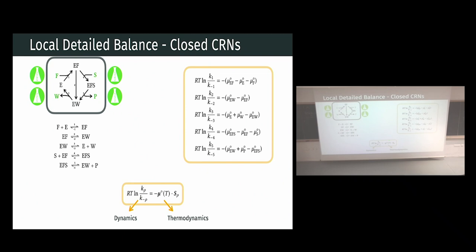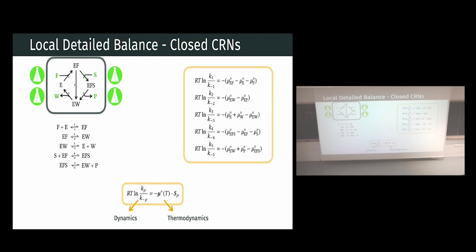Again, local detail balance means relating the condition between the kinetic constants, the dynamics on the left-hand side, and the thermodynamics. And if you want to express them for the example here, when we are dealing with a closed system, you have, for example, K plus 1 over K minus 1. You have the difference in the standard chemical potentials of EF, E, and F. Okay?